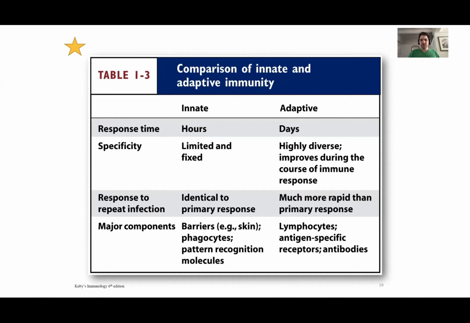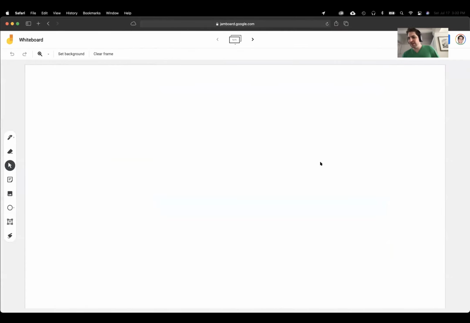So I guess that's a good point. Let's look at this. It's very basic, but I want to make sure you understand. The antigen is from the virus, right? So it's from the infection.